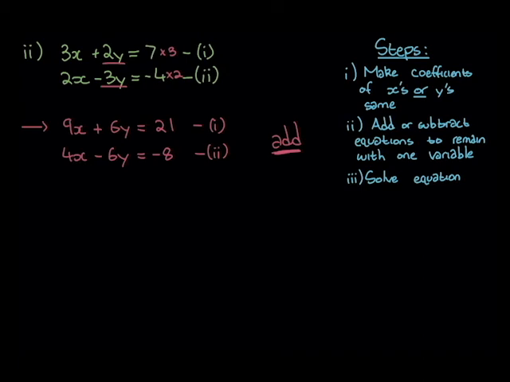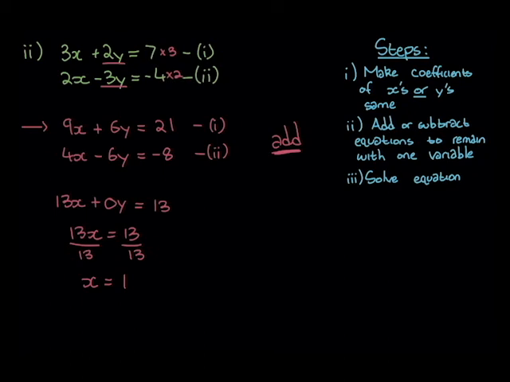So 4x plus 9x gives me 13x. 6y minus 6y gives me 0y. 21 plus negative 8 would be 21 minus 8, and that gives me 13. So 13x is equal to 13. Divide both sides by 13, and I get x is equal to 1.